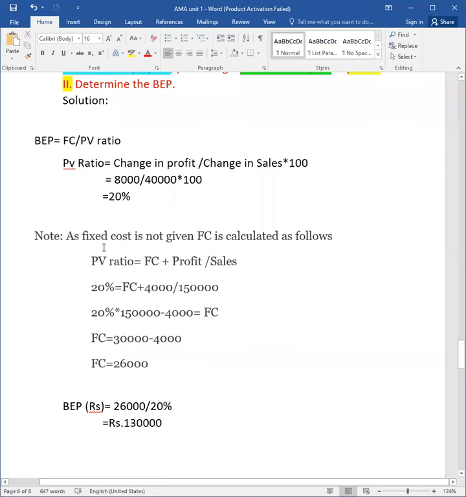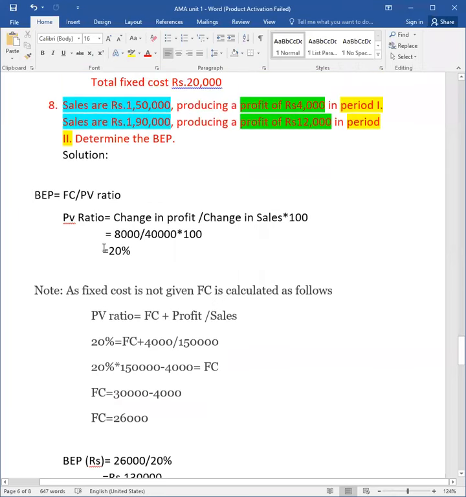Is it clear? Should I revise it again? Yes or no? Yes, ma'am. You want me to revise it again?